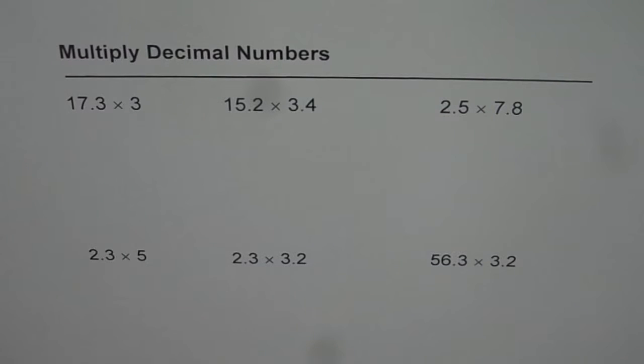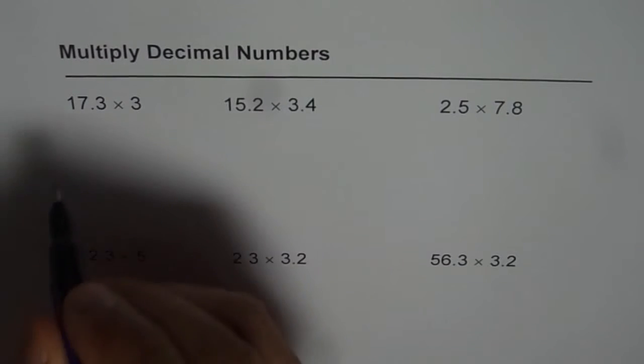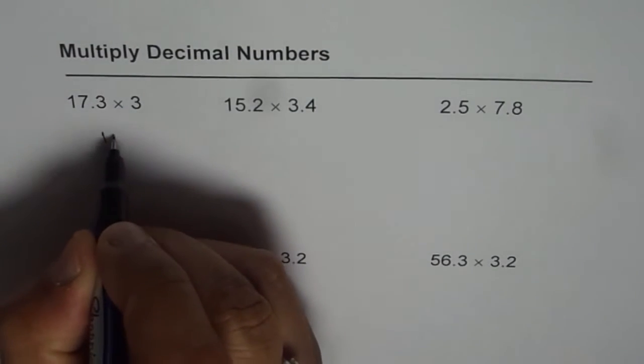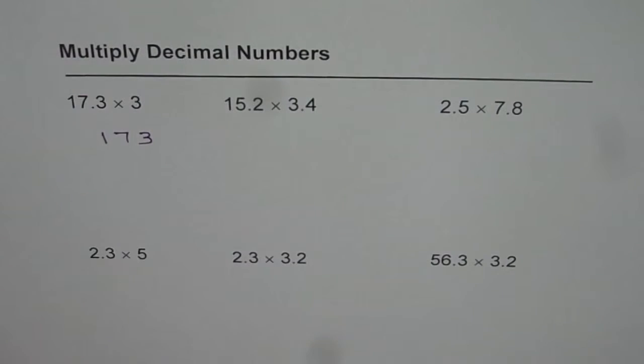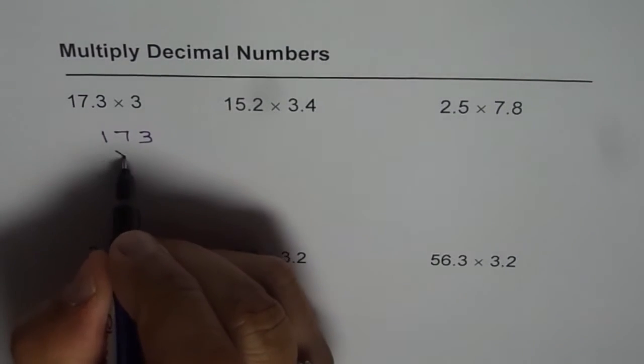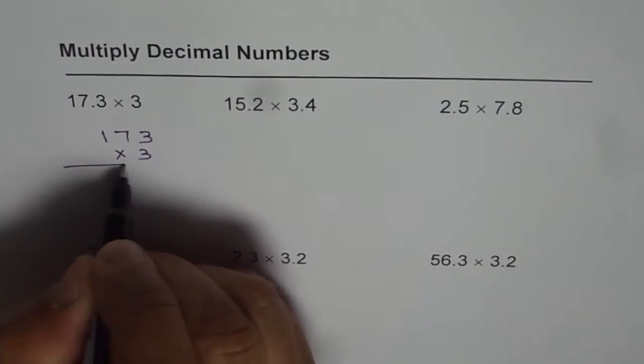Let us understand how to multiply decimal numbers. Well, first step is multiply the numbers as if there were no decimal numbers, right? And then we'll see how to place the decimal point. So first step is write down the numbers without decimal. So we have 173. We have not written this point here. Times 3. So that is the first step, correct?